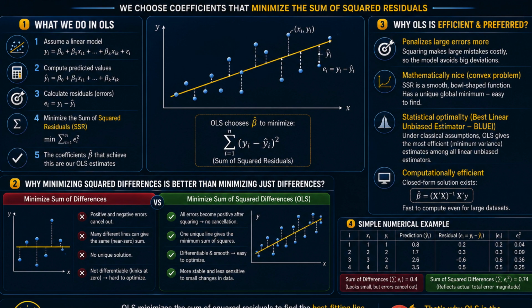This is one of the reasons why OLS is used almost everywhere, whether it's predicting sales, estimating house prices, forecasting demand, studying customer behavior, analyzing financial markets, or building machine learning models. It's simple, efficient, and provides reliable estimates under standard regression assumptions.